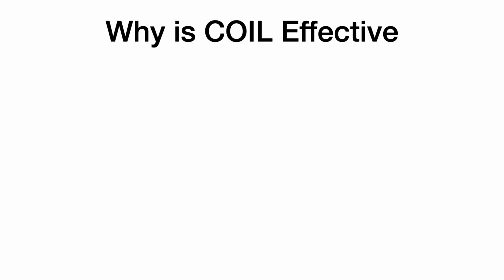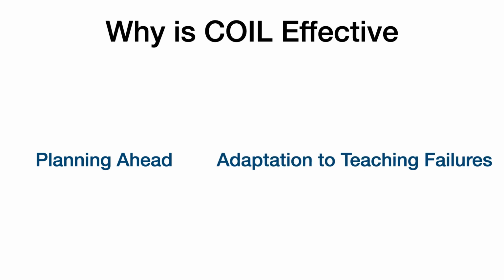So, why is COIL so effective? First, by maximizing the decisions for a batch of tasks, COIL takes actions that are globally optimal. In contrast, most existing methods are myopic. Second, COIL can revise human workload on the fly by adapting to failures in teaching.